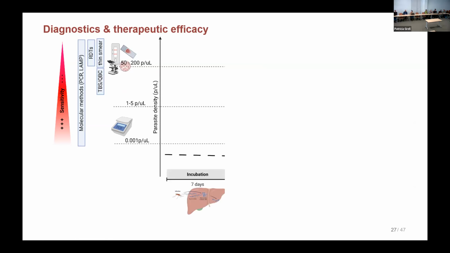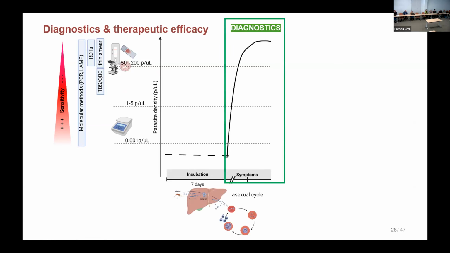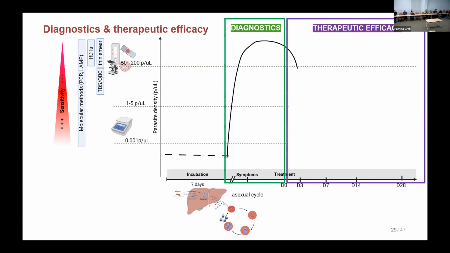If we go back to the parasite cycle, usually during the incubation period, the 7 days after the mosquito bite, we don't see anything. And then the asexual cycle starts and the parasite level starts to rise. And this is where we can diagnose people with malaria symptoms. However, there is still a bit of a black box in how to properly assess therapeutic efficacy.